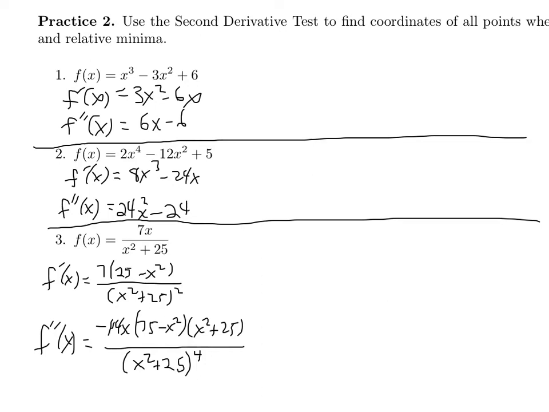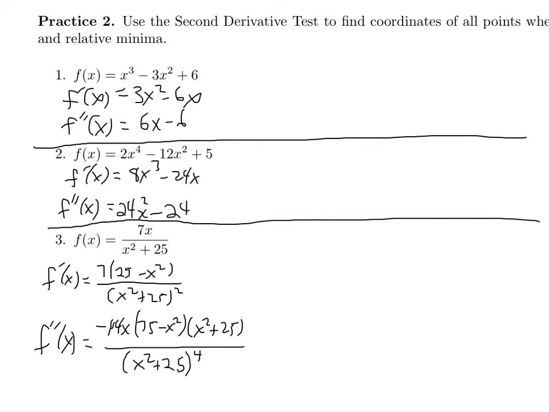In the problems at the bottom of the page, we're using the second derivative test to find points where we have relative maximum, relative minimum. And so to do that, I need to have both the first derivative and the second derivative calculated, so that's what I've done in advance on this page to save a little time. And these are the same derivatives as before, so we've already gone through this process.